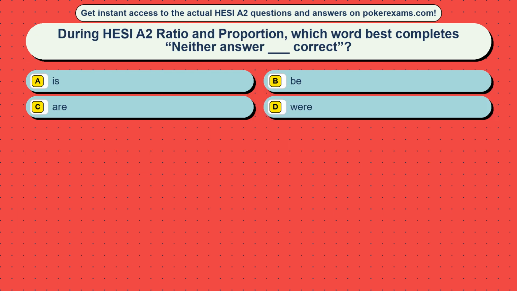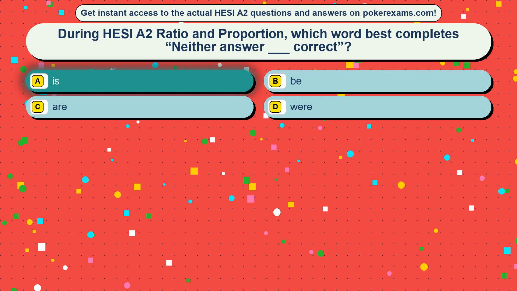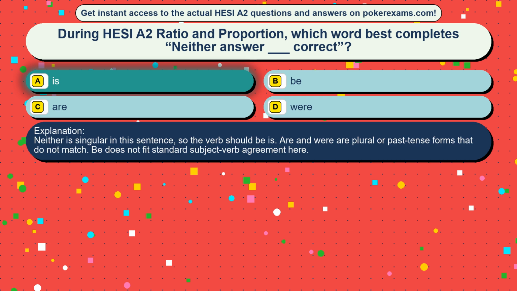Question 31. During HESI ratio and proportion, which word best completes the sentence: neither answer blank correct? Option A, is. Option B, be. Option C, bar. Option D, were. The correct answer is option A, is. Neither is singular in this sentence, so the verb should be is. Are and were are plural or past tense forms that do not match. B does not fit standard subject-verb agreement here.